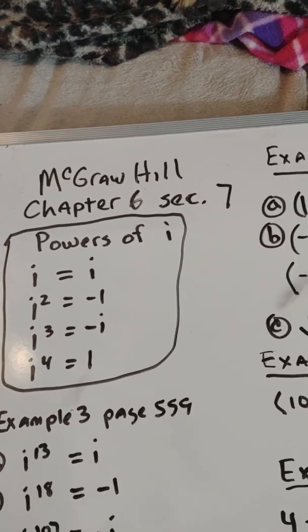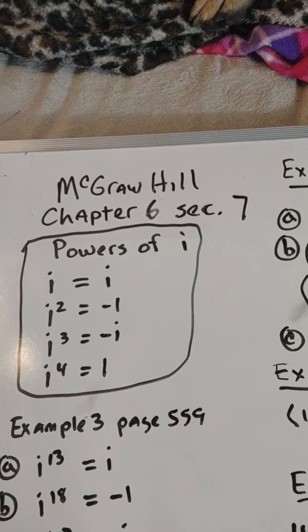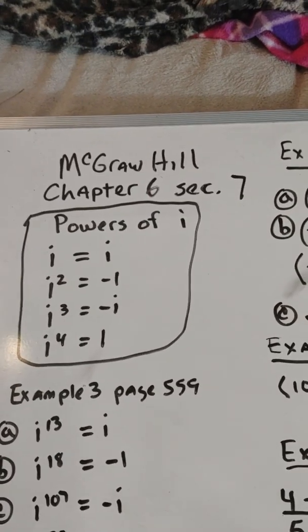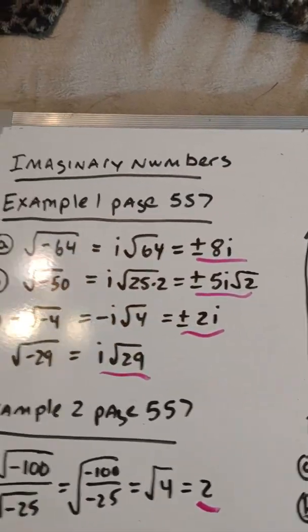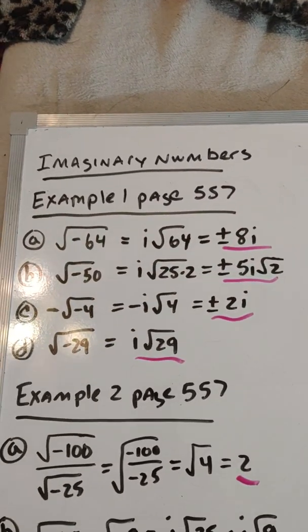Okay, this is McGraw-Hill Chapter 6, Section 7, last section in the chapter. This deals with imaginary numbers, complex numbers. First of all, imaginary numbers.